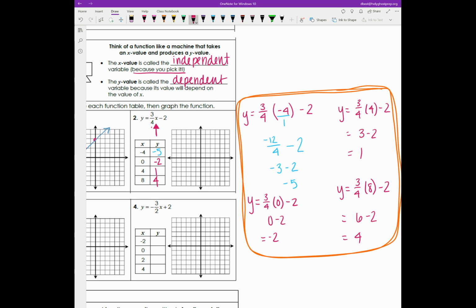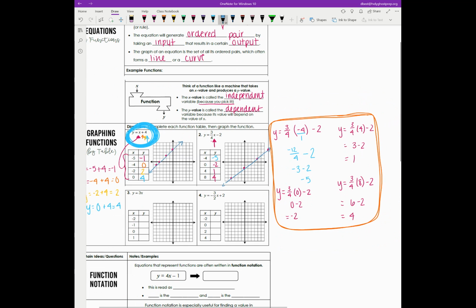If I plot these on my graph, going across to -4 and down to -5, staying at 0 down to -2, over to 4, up 1, and going across to 8 would be off our graph, but up to 4. All right, and again, I'm going to connect my points. I'm going to leave 3 and 4 open for you to do.